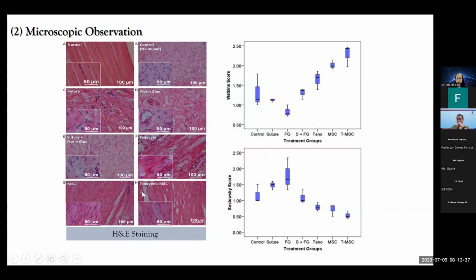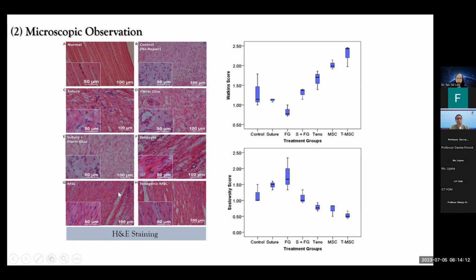As you can see here, in the no repair control, the tissue still presents with random fiber orientation, and it also shows very high abundance of cellularity compared to those treated with the tenocyte or MSC or the tendinogenic MSC. And in terms of fiber orientation, as you can see in the normal tendon, it shows parallel collagen fibers in parallel orientation to the tendon's long axis.